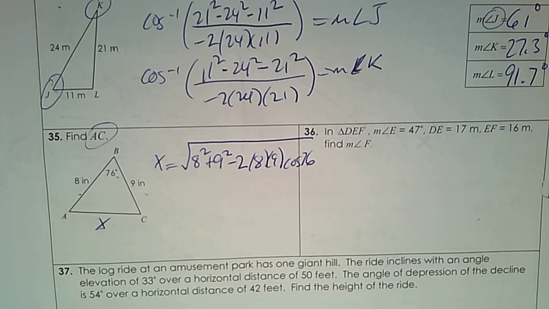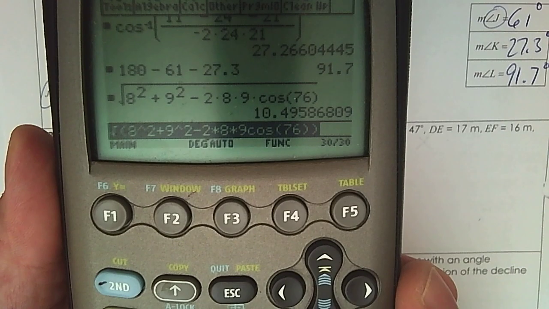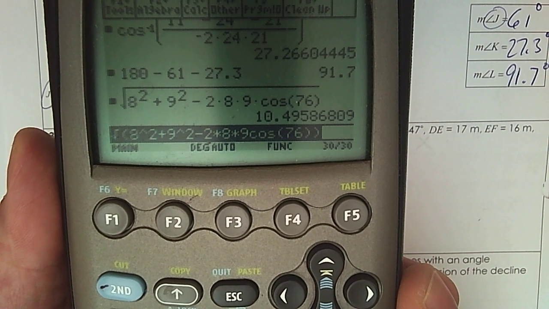8 squared plus 9 squared. Subtract 2 times 8 times 9, and the cosine of 76. Close it twice at the end. See if yours matches mine. So press pause and look at your calculator. Make sure you're writing it correctly. So it's 10.5.